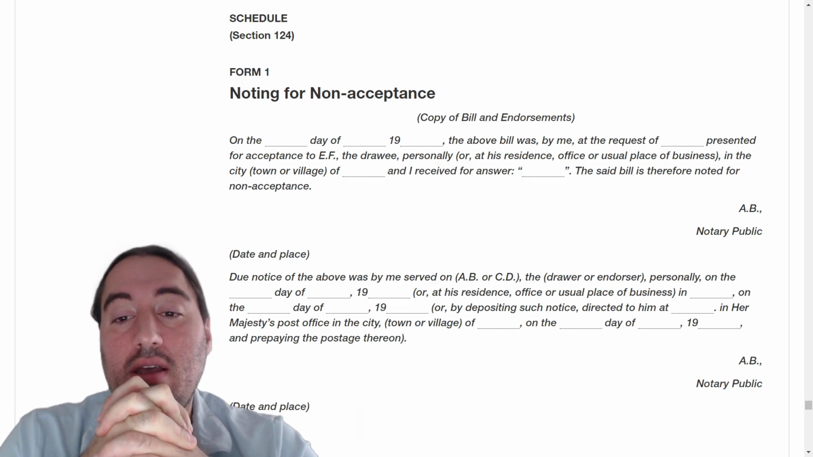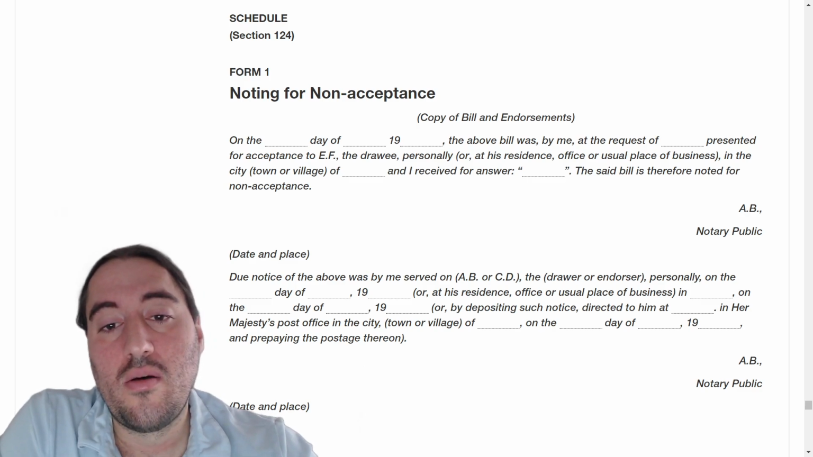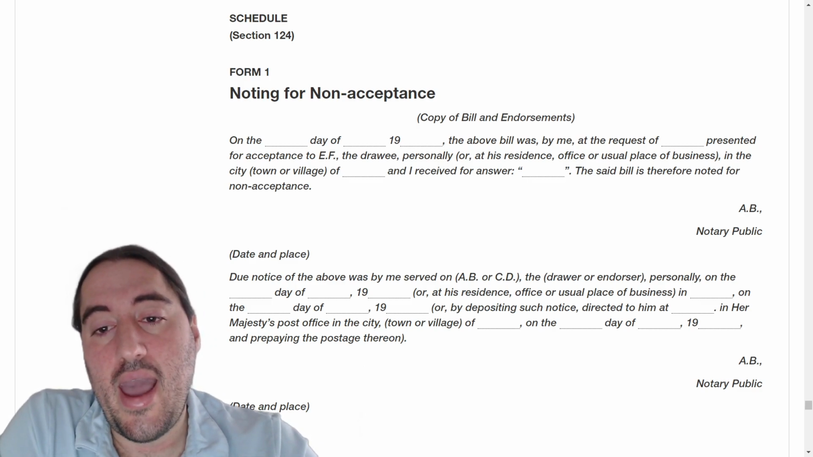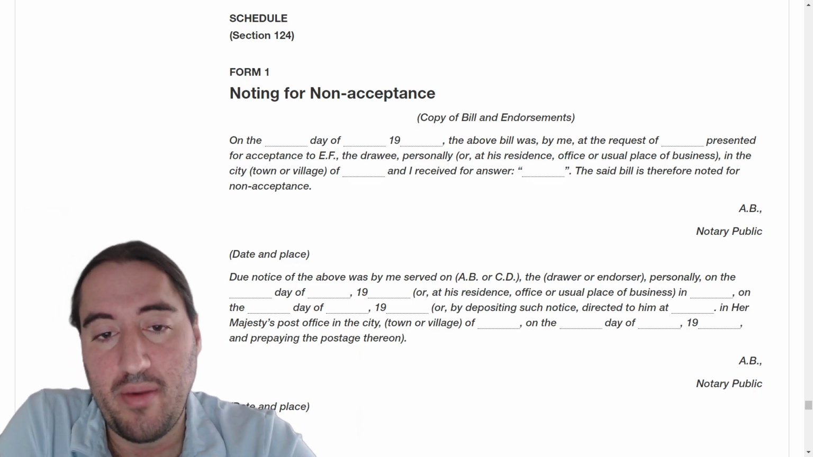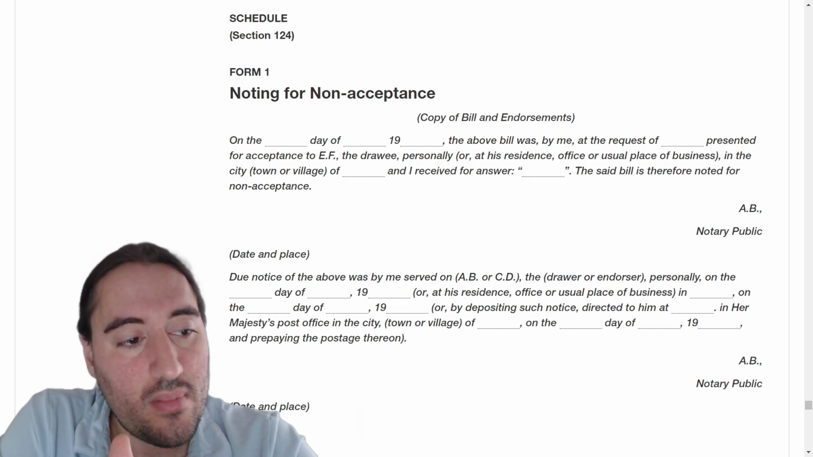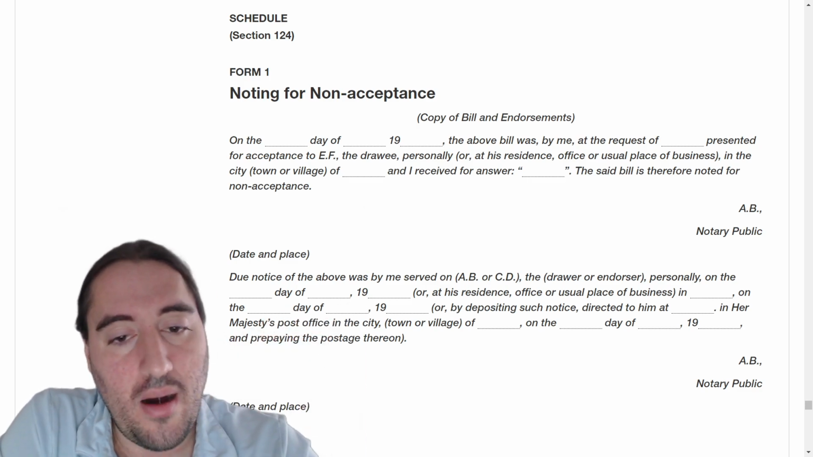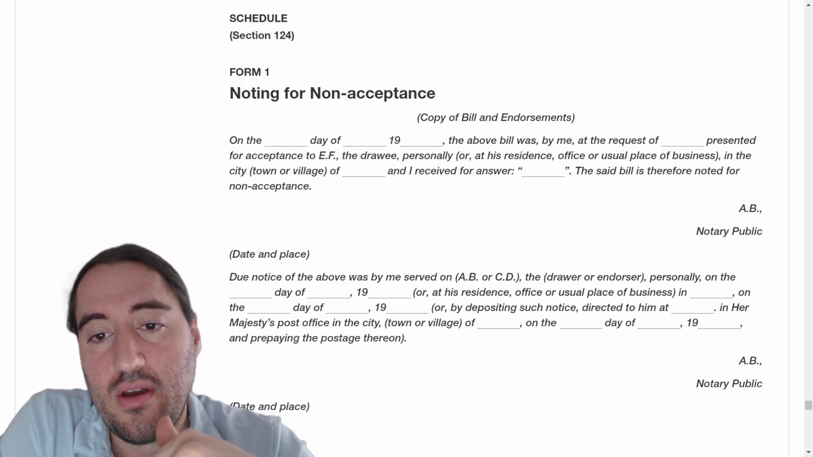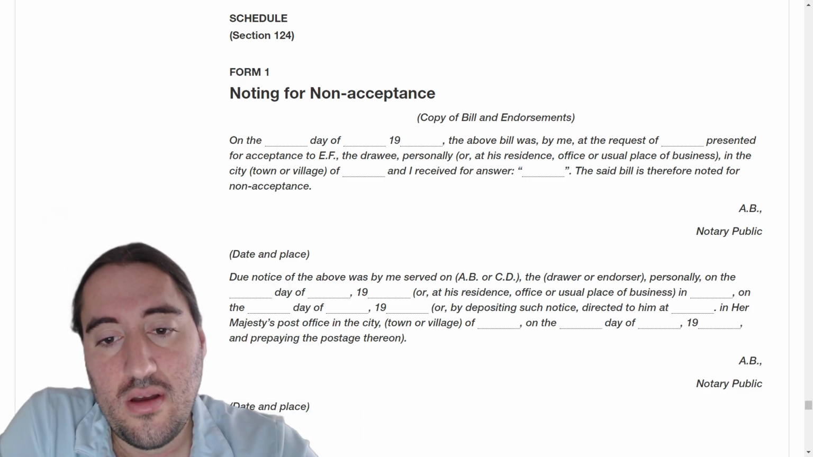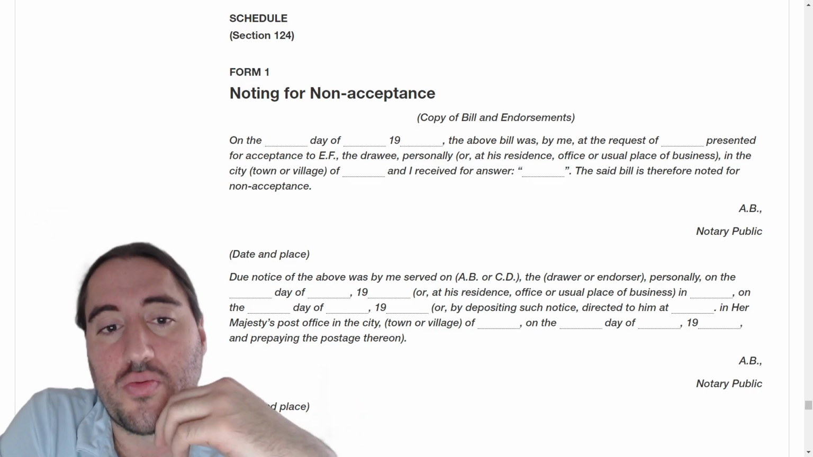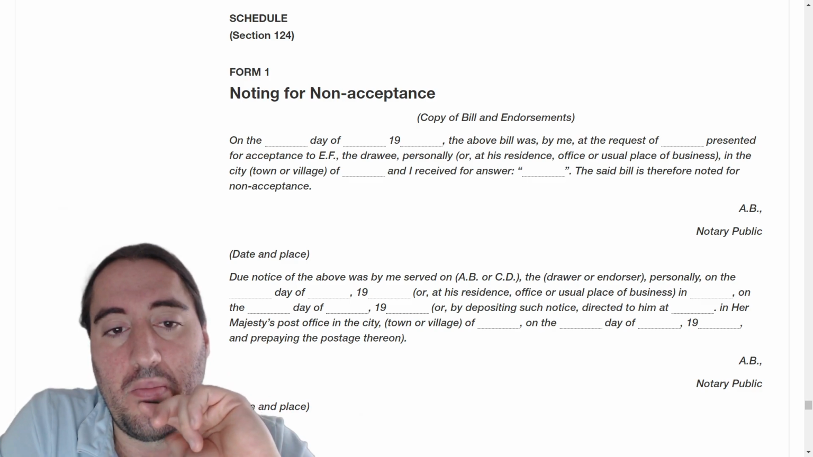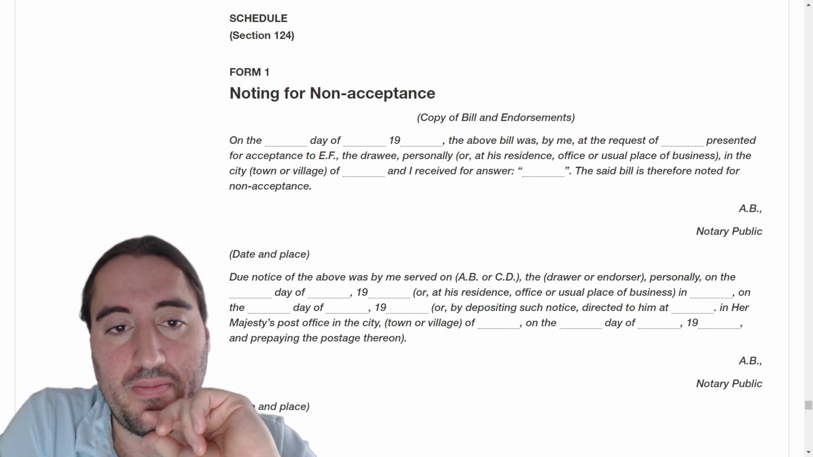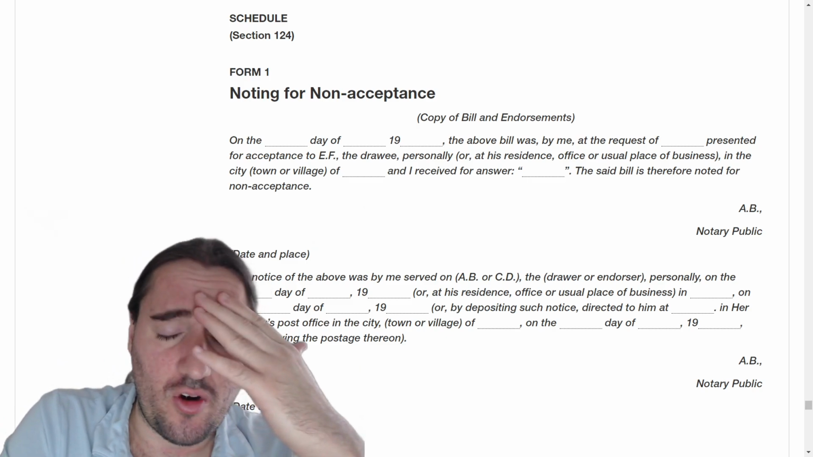But the other one is that Joe's Plumbing is the drawer, Bob is the drawee, and the payee is Joe's Plumbing. And then Bob accepts the bill and endorses the bill back to Joe's Plumbing so that they can go and receive payment for the bill. But obviously I have to work that out.